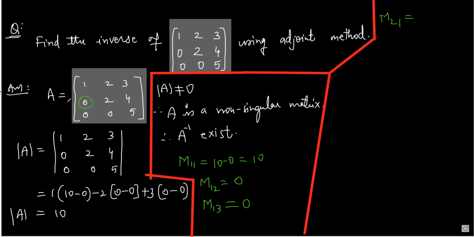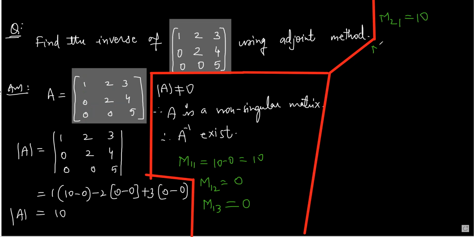See, this is second row and first column, M21. So it is 10 minus 0. You see this? When you ignore this row and this column, this is the element A21. You want its minor, so you ignore the row and the column in which it is positioned. So 2, 3, 0, 5: 2 into 5 minus 3 into 0. So what you get? 10 minus 0, which is 10, M21.